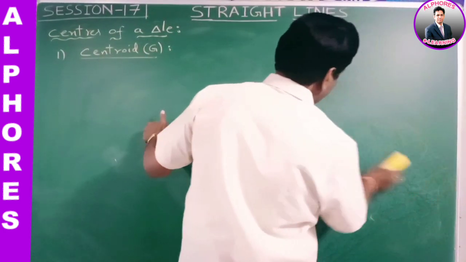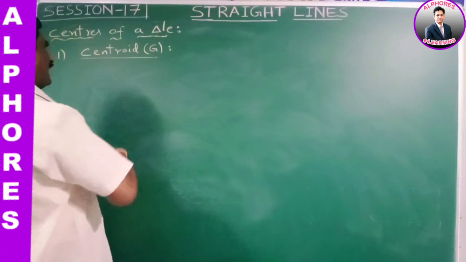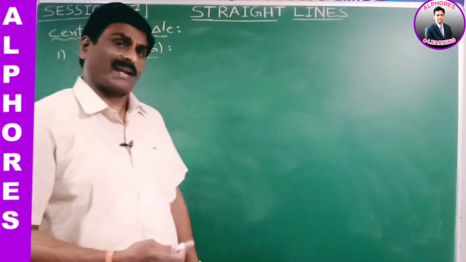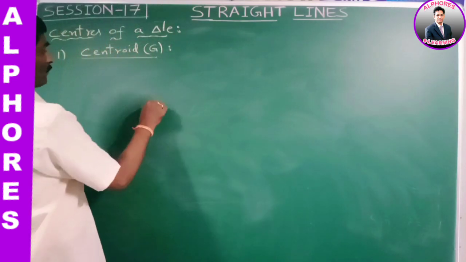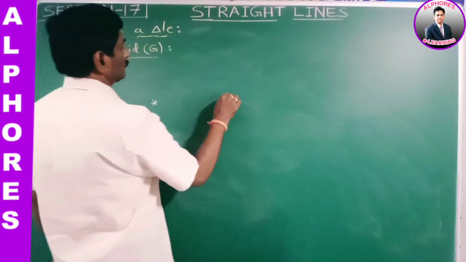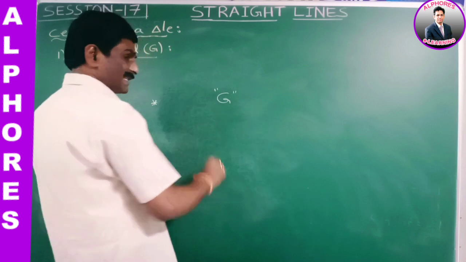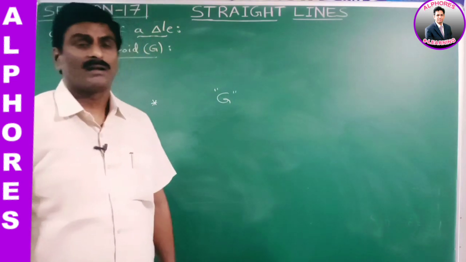Next. The centroid always lies inside the triangle. For any triangle, whether acute or obtuse, for any triangle, the centroid always lies inside the triangle. Please note that point also. Centroid G always lies inside the triangle ABC.